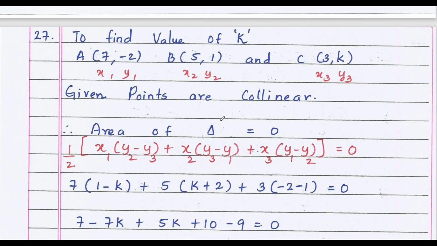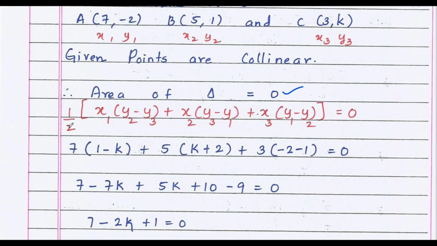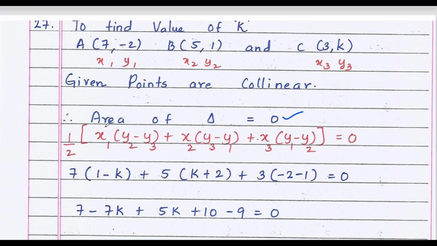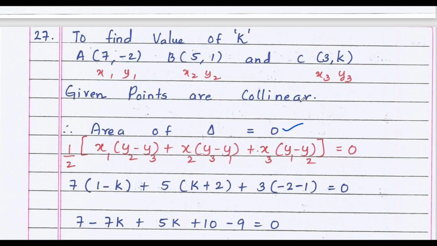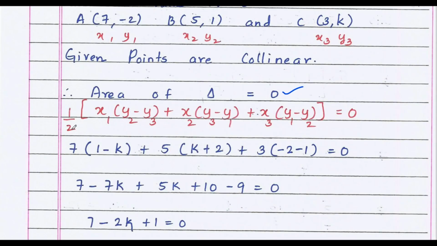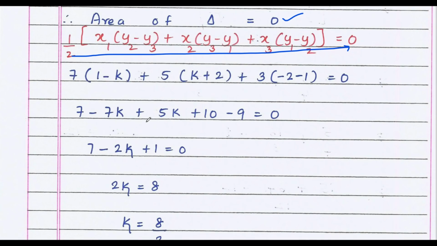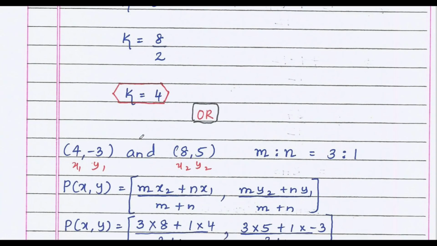Find the value of k when the points are collinear. When the points are collinear, we can say that the area of triangle equals 0. What is the area of triangle formula? I told you, when the 3 points are given, you should use the area of triangle formula. That would give the condition that the points are collinear. When the points are collinear, what can we say? We can say that area of triangle equals 0. That is 1 by 2 into 0. Cross multiplication, it becomes 0. Substituting the values x1, y1, x2, y2 and x3, y3, we get the value of k as 4.